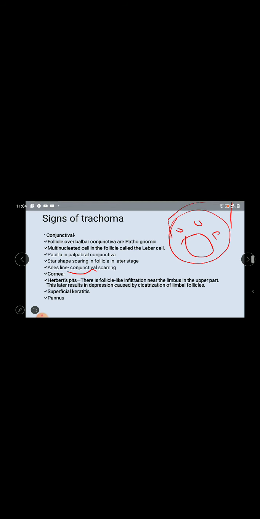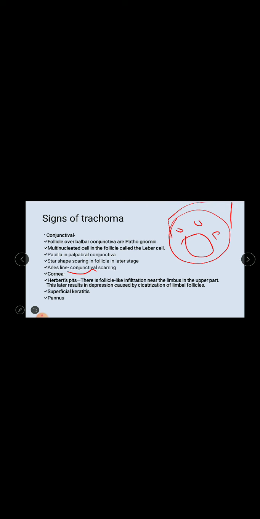Signs of trachoma: there will be conjunctival and corneal signs. Conjunctival signs are follicles over the bulbar conjunctiva. That is pathognomonic. Multinucleated cells in the follicle are called Leber cells. Papillae in the palpebral conjunctiva. Star-shaped scarring of the follicles in the later stage. Arlt's line, conjunctival scarring. What is Arlt's line? It is a conjunctival scarring that you will see in the palpebral conjunctiva.